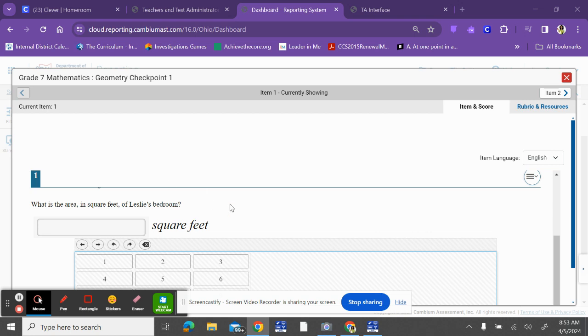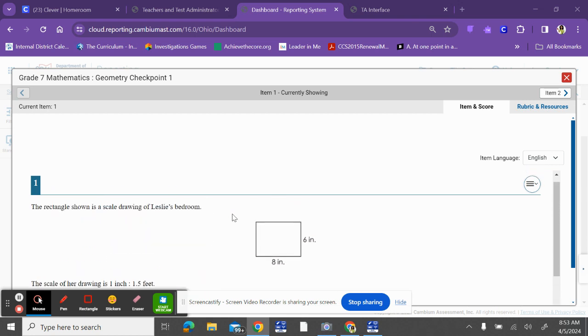All right, looking at number one, it says the rectangle shown is a scale model of Leslie's bedroom. This is just like 8-1. So let me go ahead and draw the scale. So this is obviously not her real bedroom.